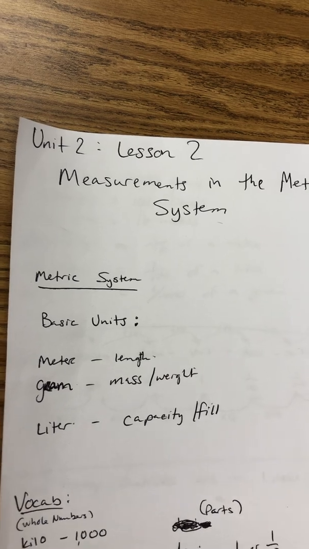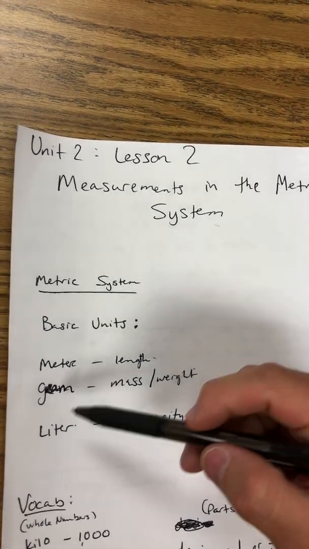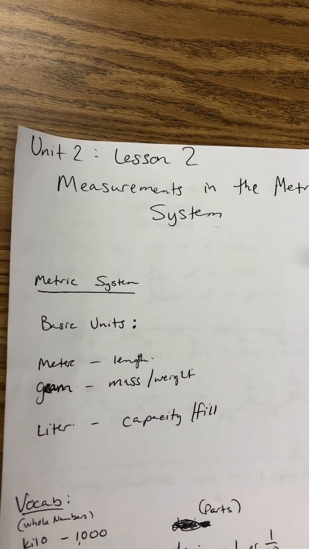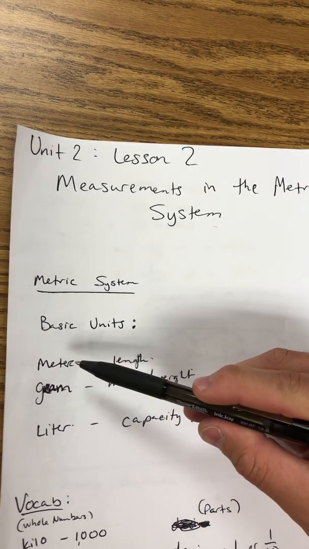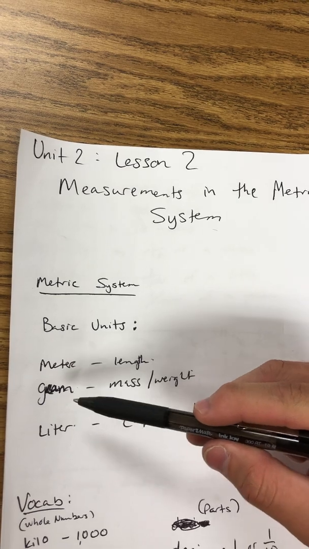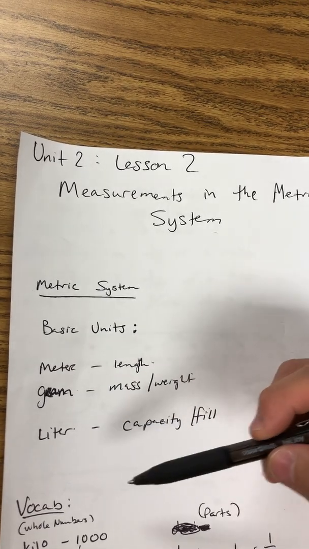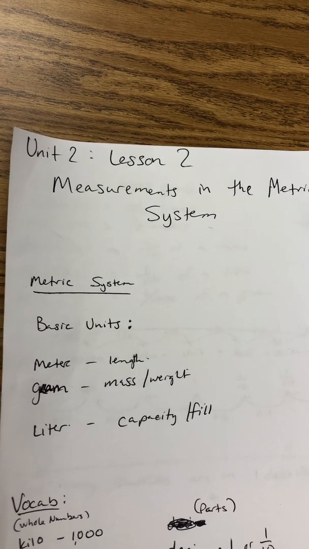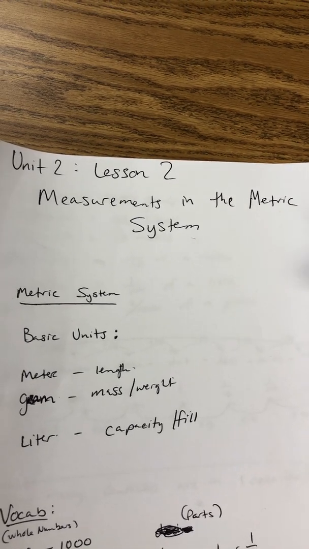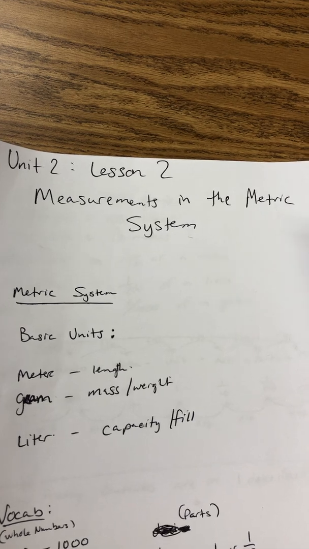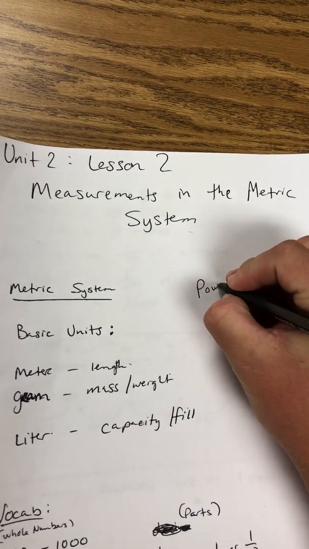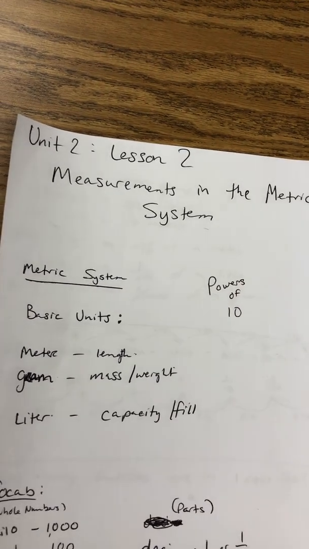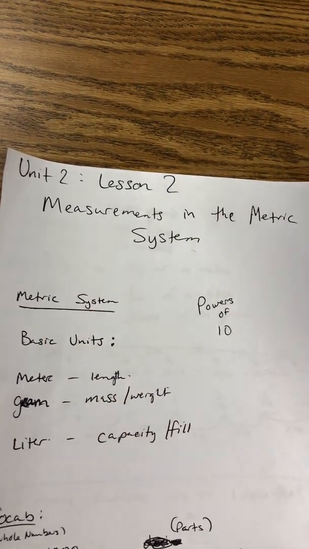As you know, in the customary, there's a lot more than just these three. But we're going to use just these three when we're talking about the metric system. To determine how much or how many meters or grams or liters, we're going to use these prefixes that go before the word, and you're going to learn those as units of 10, or powers of 10. We need to know that they're going to be going up by powers of 10.